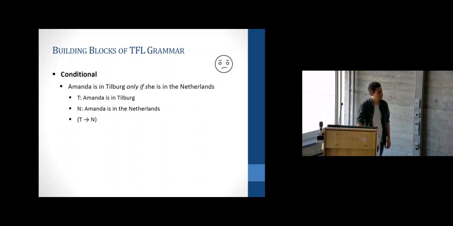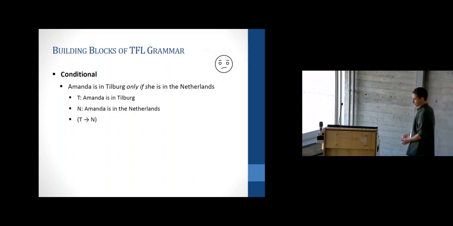Now this is a bit confusing. Basically, we need to remember that when we're saying only if, the expression coming after the only if will take the place of the consequent. She's in the Netherlands. I need to put it in the consequent if it comes after the only if. That's the rule here.